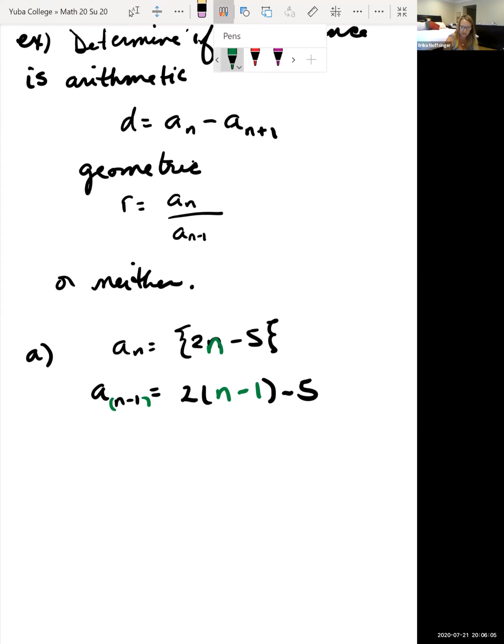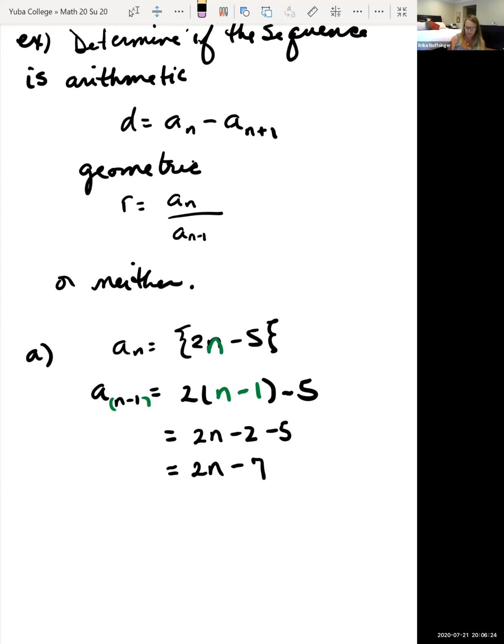Let's reduce this by distributing the 2 inside the parentheses: 2 times n, and 2 times negative 1, we get 2n minus 2 minus 5. Combining like terms, negative 2 minus 5 is negative 7. So we found our a sub n minus 1 term is 2n minus 7. We're given what our a sub n term is.